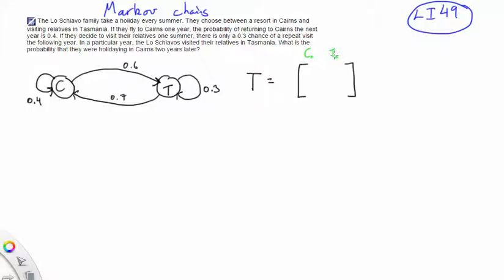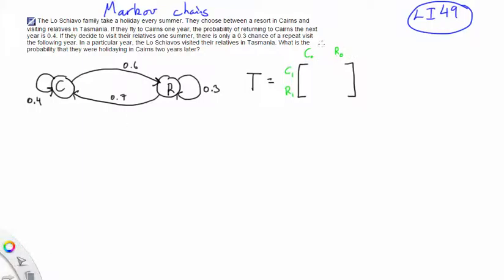Oh, that's going to be confusing because this is a transition matrix. Alright, let's change this to R here. It's going to make our lives a bit easier. Let's call it relatives instead of Tassie. So this is going to be relatives now, and this is relatives, and R1. So you can put those there to help you.